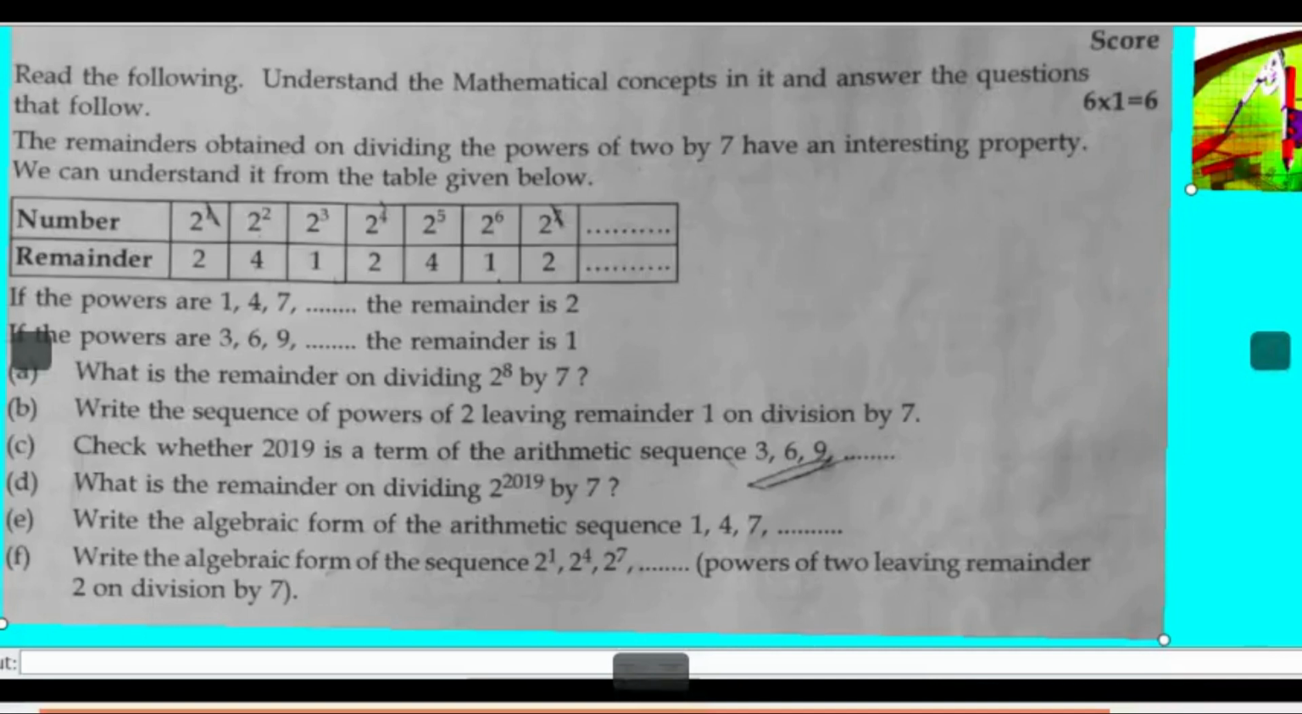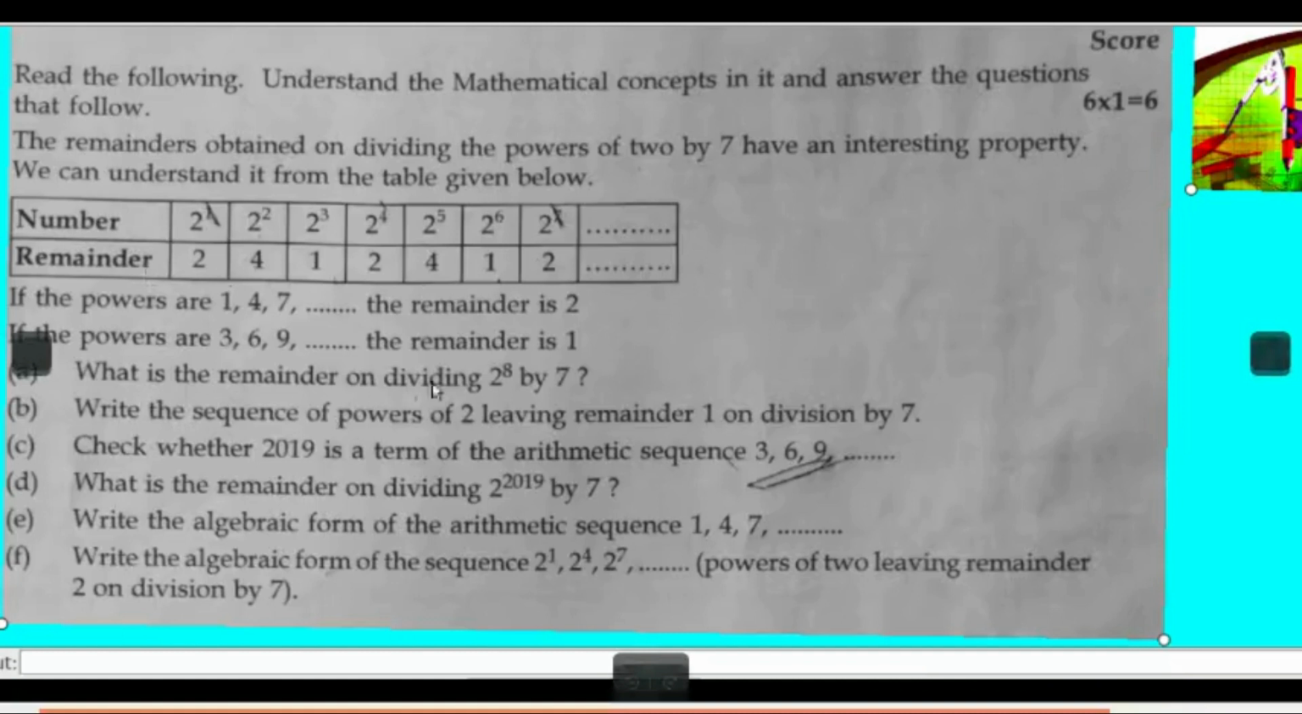Read the following, understand the mathematical concepts in it, and answer the questions that follow. The remainders obtained on dividing the powers of 2 by 7 have an interesting property. We can understand it from the table given below. Okay, the table is given. If the powers are 1, 4, 7, the remainder is 2.